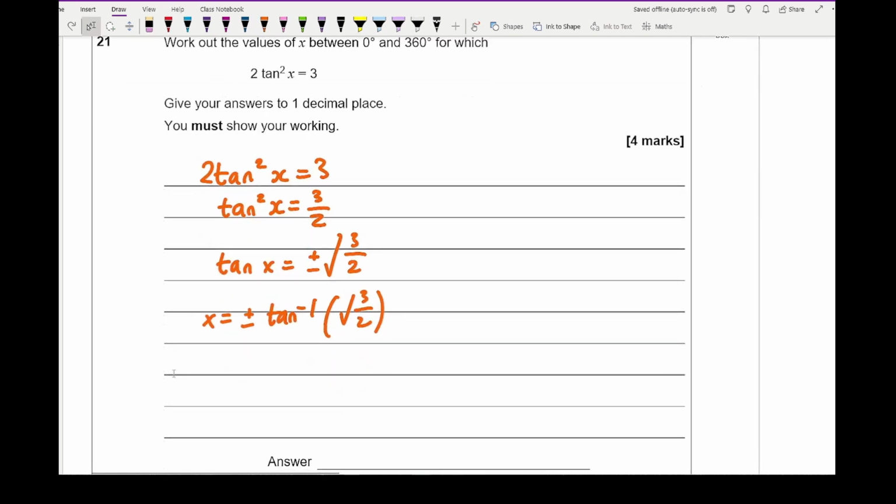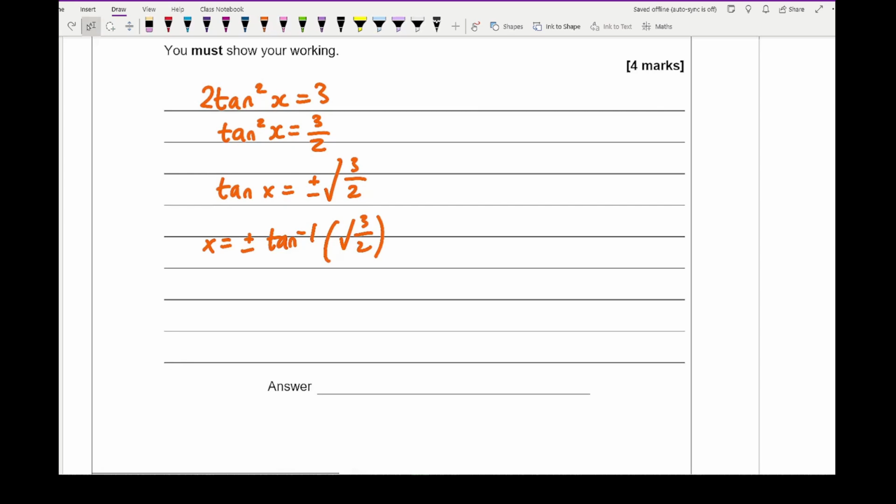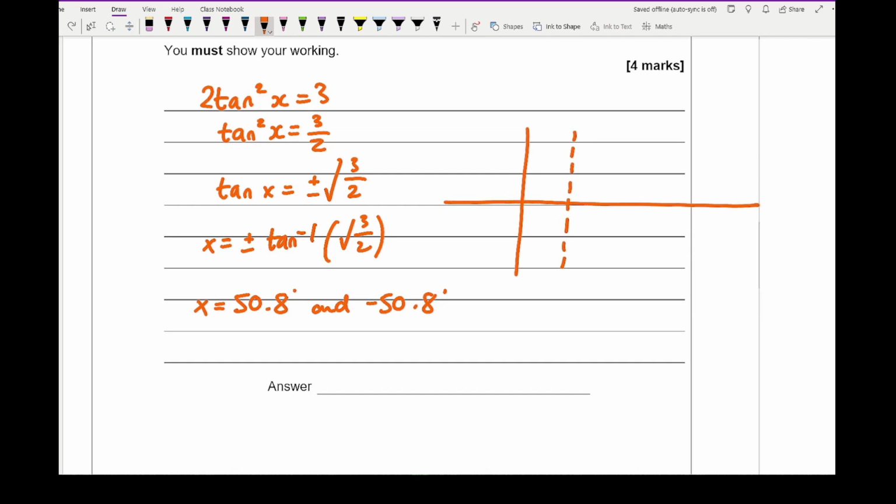Now, if I type that all into my calculator, I get x values of 50.8 and minus 50.8 degrees. Now, to find the other angles, if I do my sketch of the tan graph, it looks something like this.